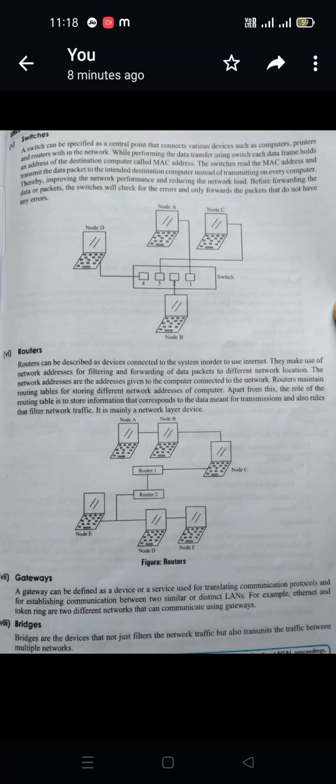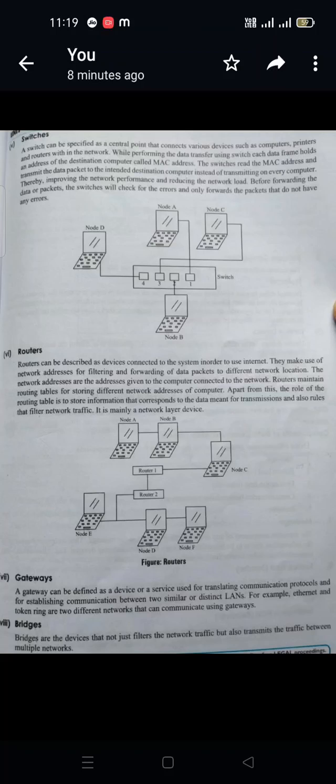The network address is the address given to the computer connected to the network. A router maintains a routing table for storing the different network addresses of computers. The role of the routing table is to store information corresponding to the data meant for transmission, and also rules that filter network traffic. Router is what? A network layer device.